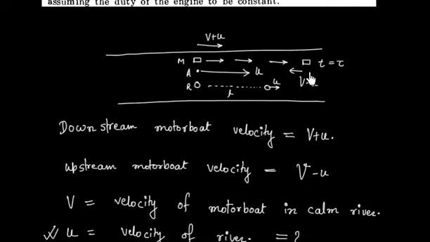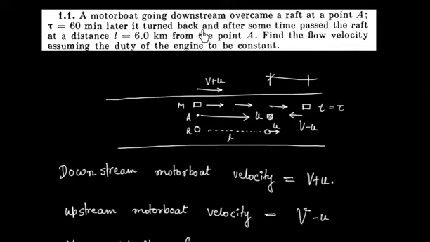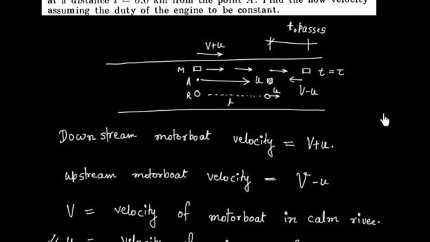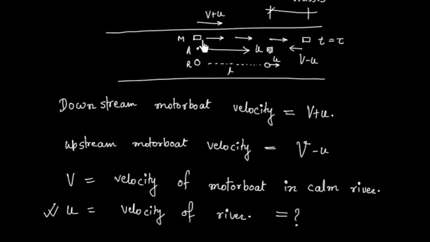Now let us say when this boat has turned back, it will take some time to reach here. So let us say the motorboat in the upstream direction is traveling for a small time t. So from here to here, because the motorboat will again come here and then they will meet. So they are saying they turned back, and after some time it passes the raft at a distance of 6 kilometers. So it passes the raft again. Let us say when they meet, a time t passes, or you can say t naught time passes. Are you getting it? So what is the total time when this motorboat is flowing? It is going for t time, and then for tau time in this direction, and t naught time.